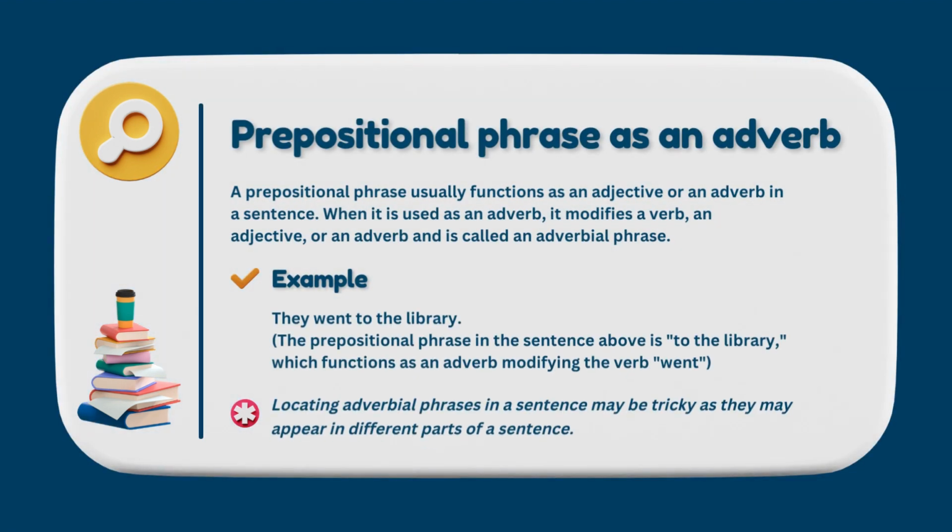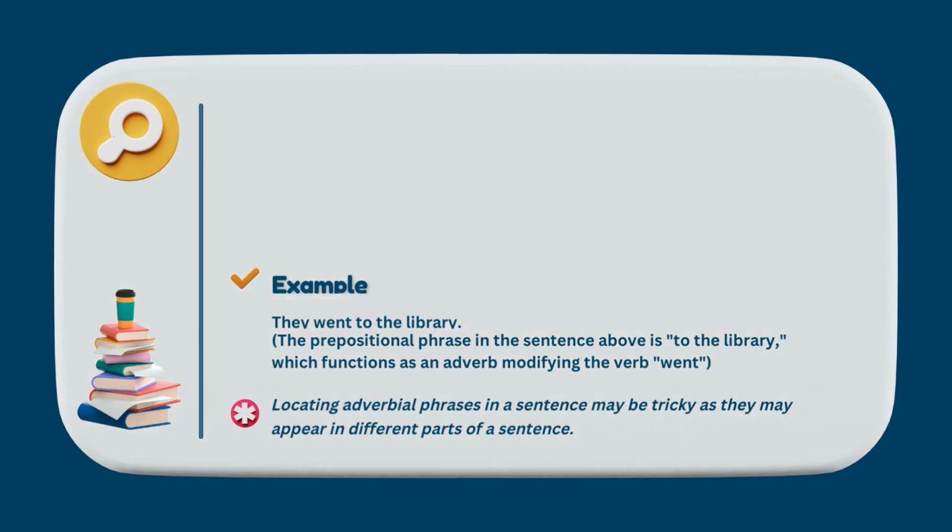Prepositional phrase as an adverb. A prepositional phrase usually functions as an adjective or an adverb in a sentence. When it is used as an adverb, it modifies a verb, an adjective, or an adverb and is called an adverbial phrase. For example, they went to the library. The prepositional phrase in the sentence above is to the library, which functions as an adverb modifying the verb went. Remember, locating adverbial phrases in a sentence may be tricky as they may appear in different parts of a sentence.